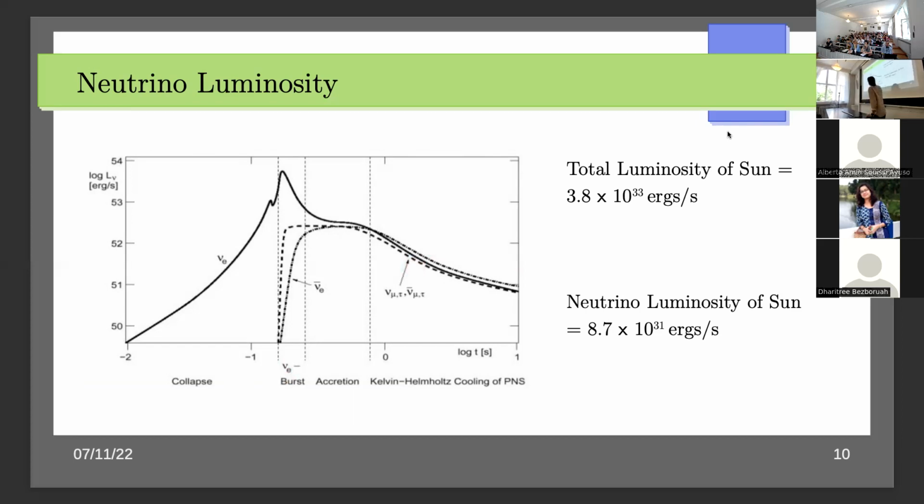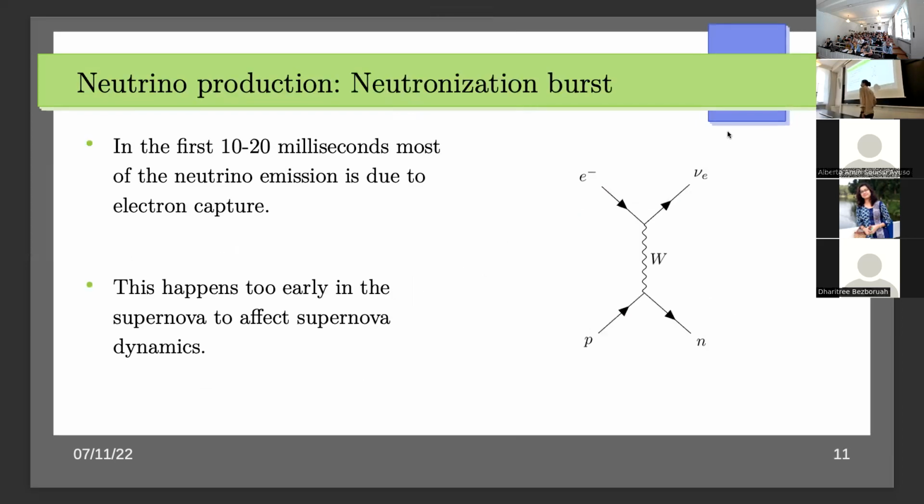So these numbers, 10^52, 10^53 ergs per second, are so large that it's very difficult for us to comprehend what these are. So I've written here the total luminosity of the sun and the neutrino luminosity of the sun, just for comparison. And you can see that we are more than 20 orders of magnitude above the neutrino luminosity of the sun. So how are these neutrinos produced?